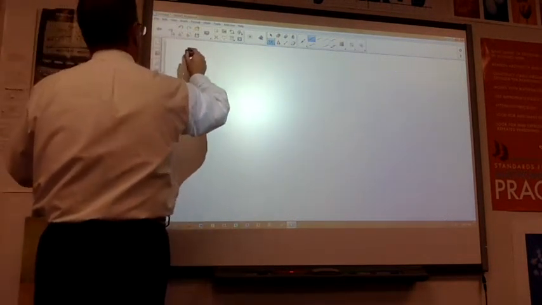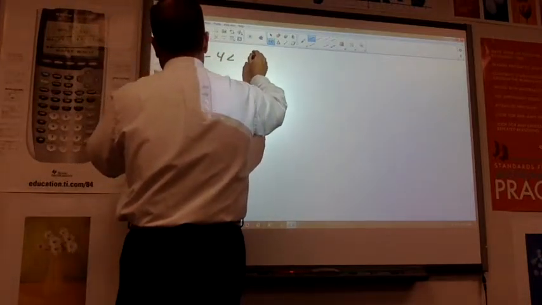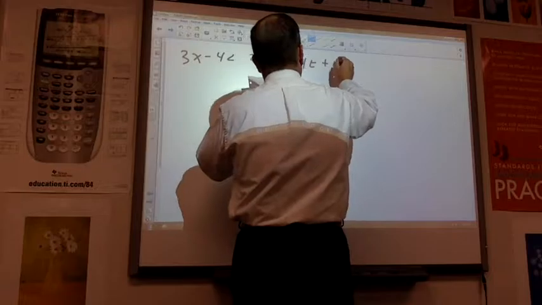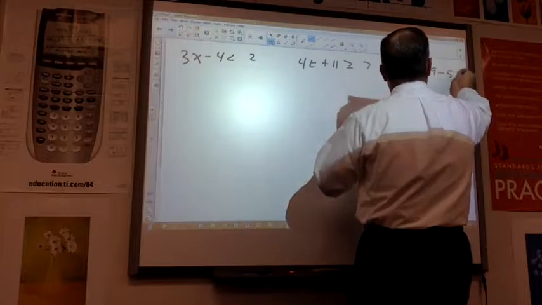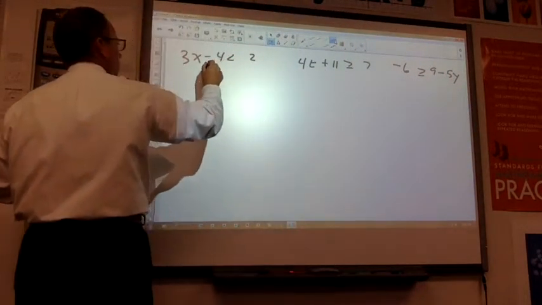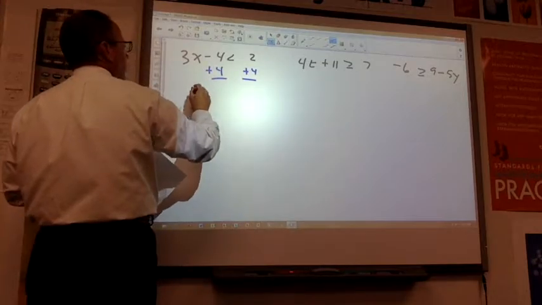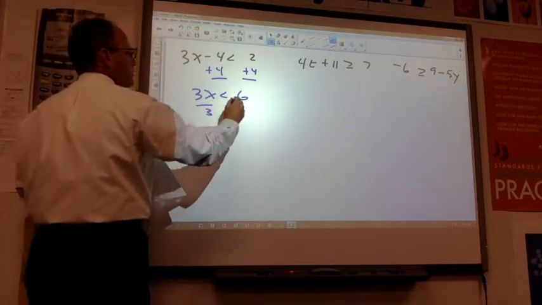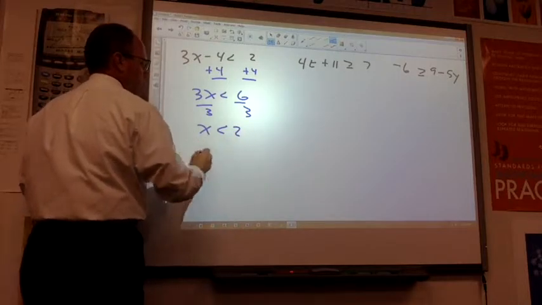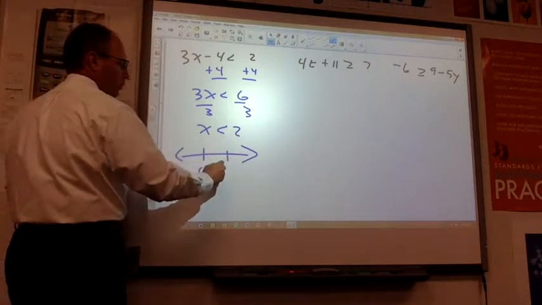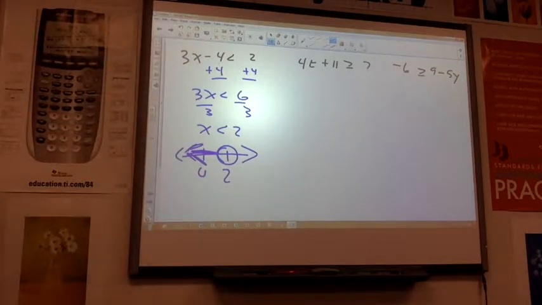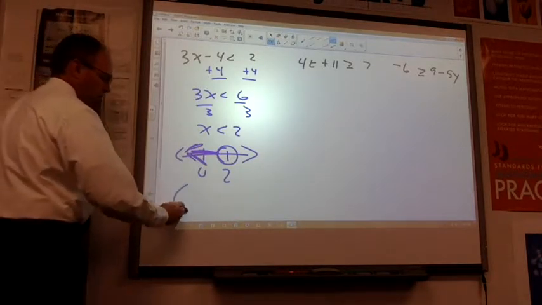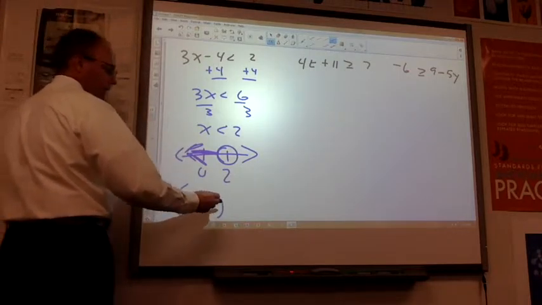All right, so let's take a look at 4, 5, 6. Make sure we know how to do these. I'm not putting the numbers on it, but I think you guys can figure out which goes with what. All right, so the first one, remember we add or subtract first. Then divide. So if we were to graph this, we got 0, we got 2, open circle, shading right. How do I write this? Circle bracket, negative infinity, and then circle bracket, 2.